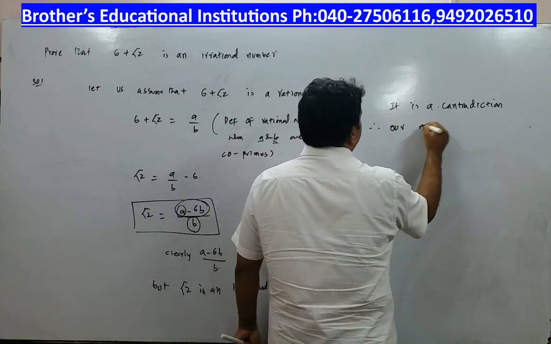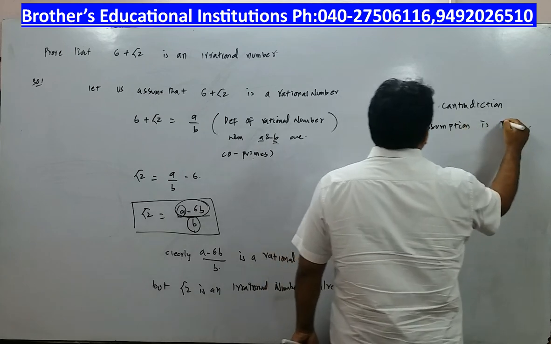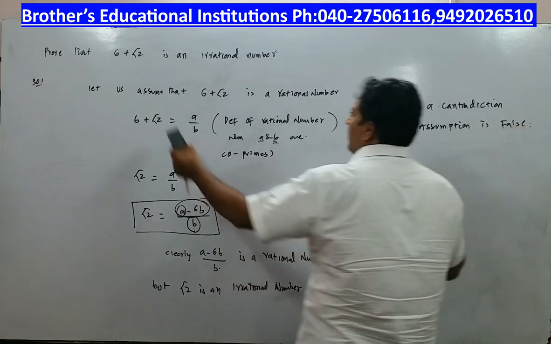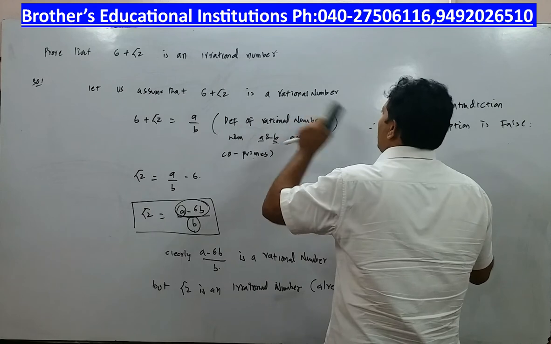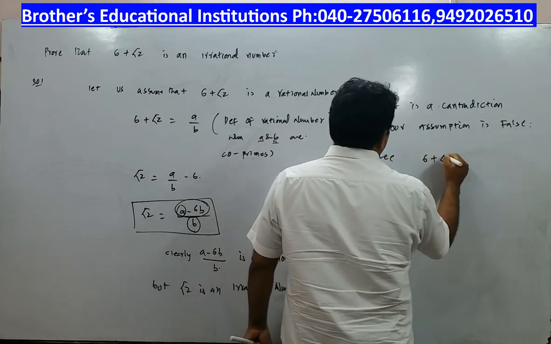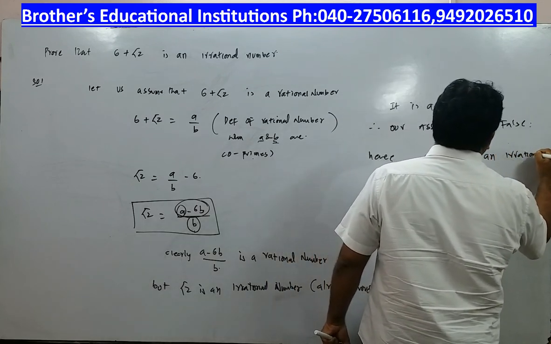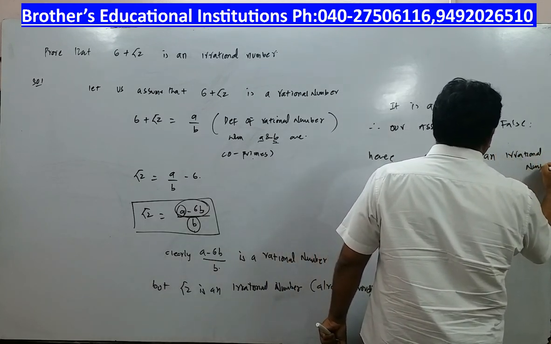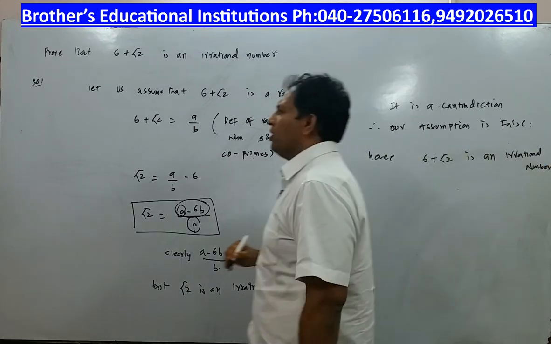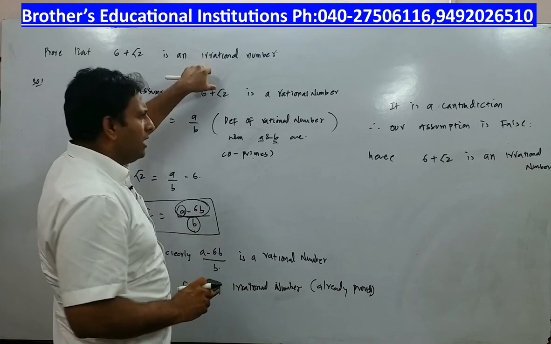Therefore, our assumption is false. What was our assumption? 6 plus root 2 is a rational number, so it is false. Hence, what will I say? 6 plus root 2 is an irrational number. So children, I am sure you understood the technique of how to prove that 6 plus root 2 is an irrational number.